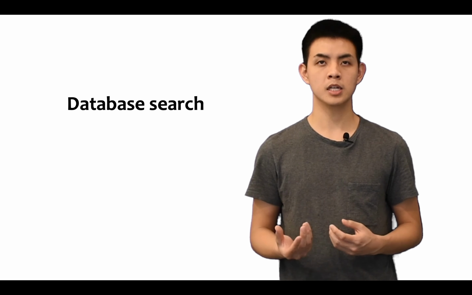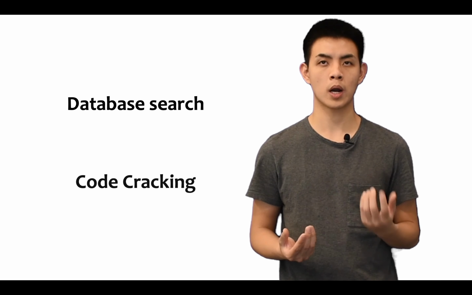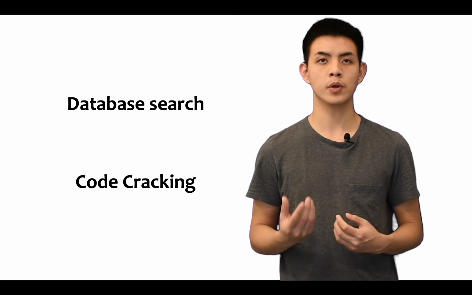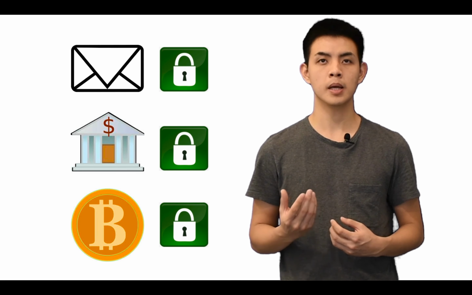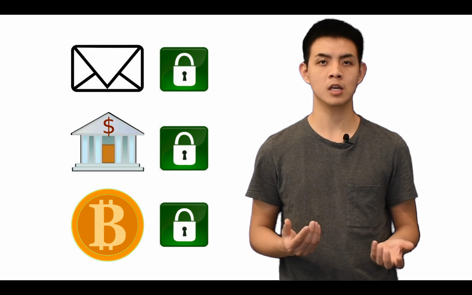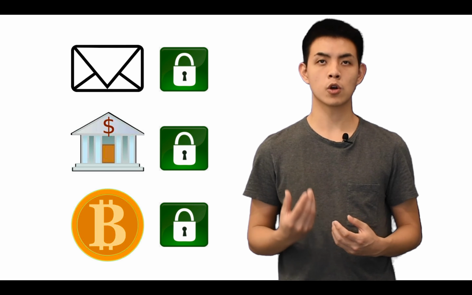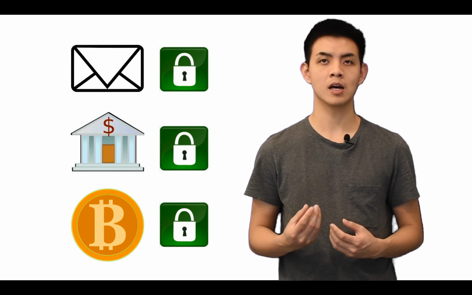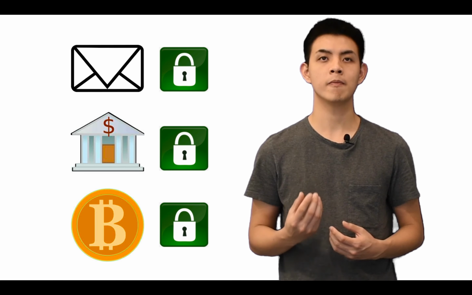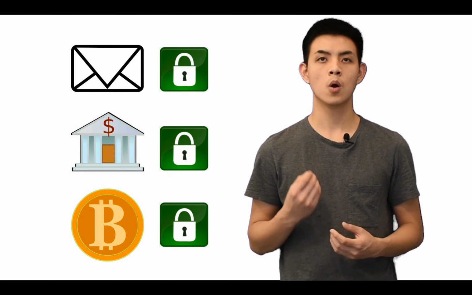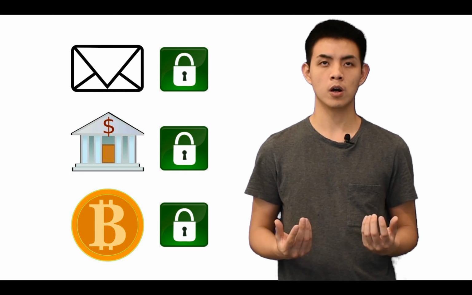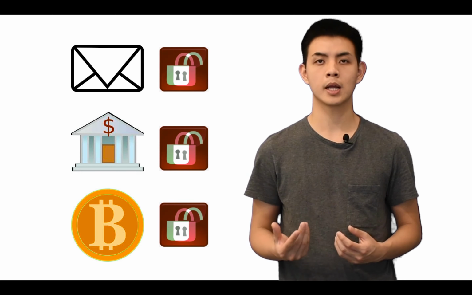One important implication of quantum computers is code cracking. Much of our internet relies on encryption, such as email, bank accounts, and Bitcoin. A popular encryption method is public key and private key encryption. This method of encryption heavily relies on the fact that it is difficult to find the prime factors of a large number. With a quantum computer, it may be easy to find. Therefore, all of these systems will break.